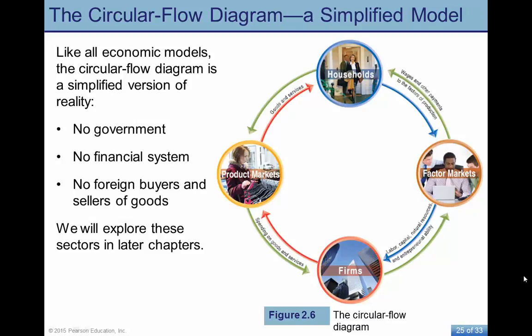The circular flow diagram, a simplified model. Like all economic models, the circular flow diagram is a simplified version of reality. No government, no financial system, no foreign buyers and sellers of goods. We will explore these sectors in the later chapters.